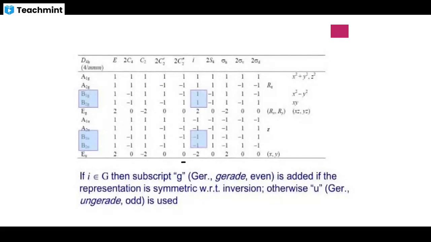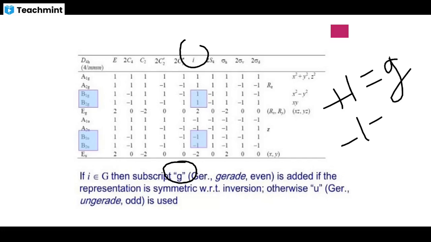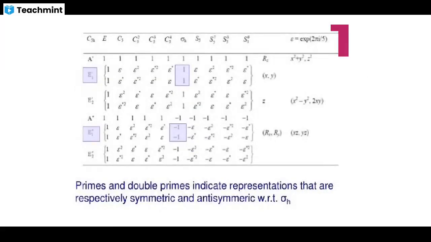I think this is all known. Center of symmetry: plus one means gerade, minus one means ungerade. Gerade means even, and ungerade means uneven. This prime is also important. If it contains the same, say sigma h, then you differentiate from sigma h. Sigma h is plus 1 means prime, sigma h is minus 1 means double prime. There is an easier question about these.